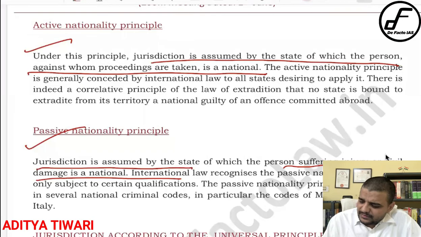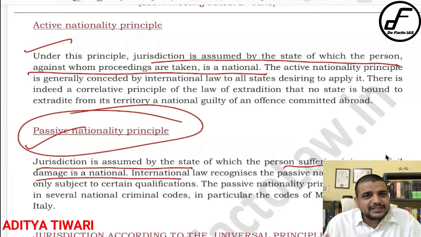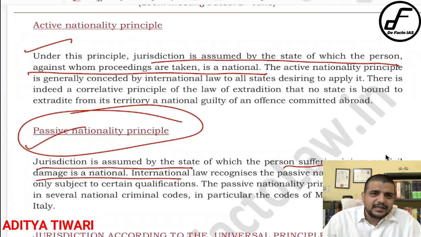For example, the good thing about the passive nationality principle is that evidence will be collected where the crime has happened. So it is better that the courts situated in the territory where the crime took place will be best suited for it, right? In the case of the active nationality principle, that doesn't take place. Why? Because the crime had taken place in some other country and that person is in your country. How will you collect evidence?